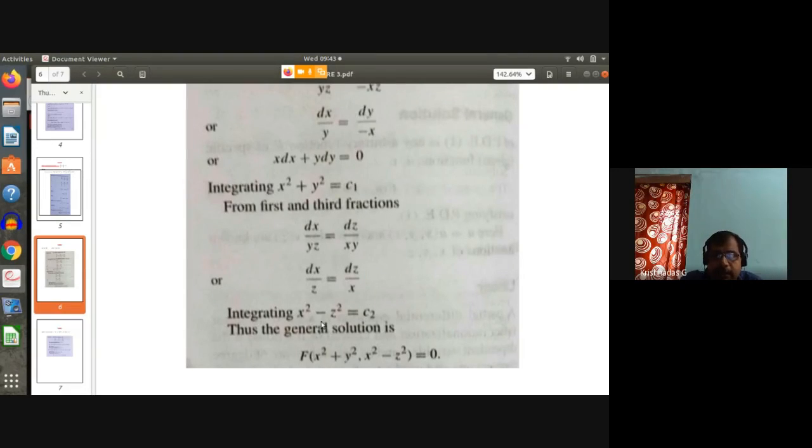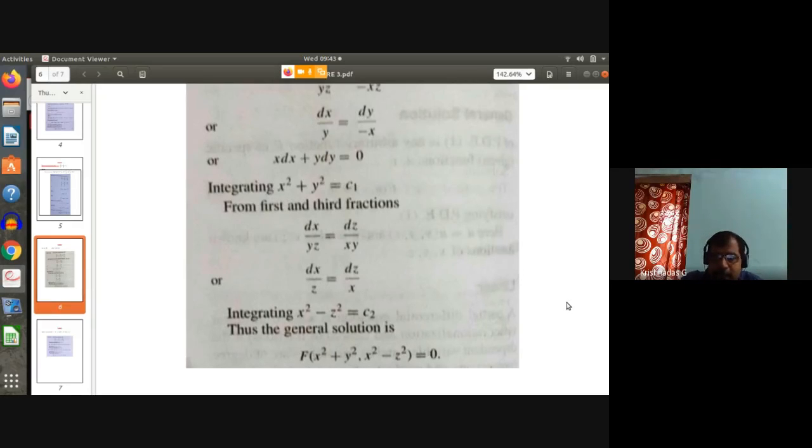On integrating, as in the previous case, we get x square by 2 minus z square by 2 equal to a constant. That can be written as x square minus z square equal to a constant. So here we have x square plus y square equal to a constant, and here we have x square minus z square equal to a constant. And both are clearly independent. And we write the solution.